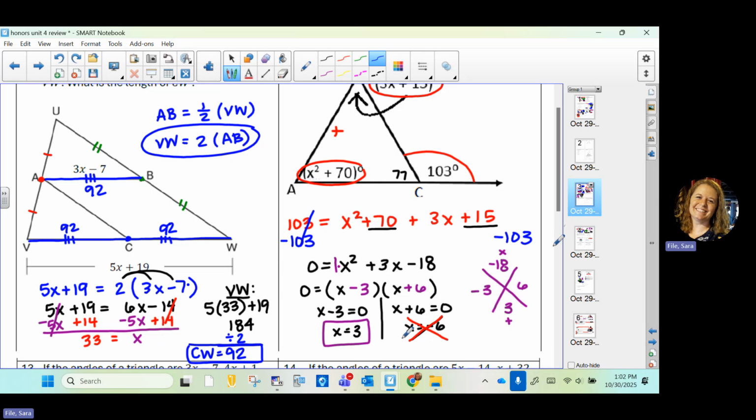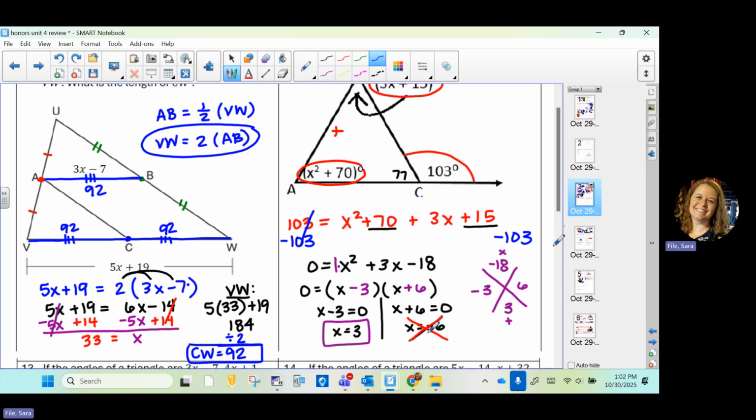Split and solve. Remember, we're trying to see what would make either of these factors 0, because if either one is 0, the entire equation will be 0. That will be the solution. So positive 3 would make this one 0, and a negative 6 would make this one 0.